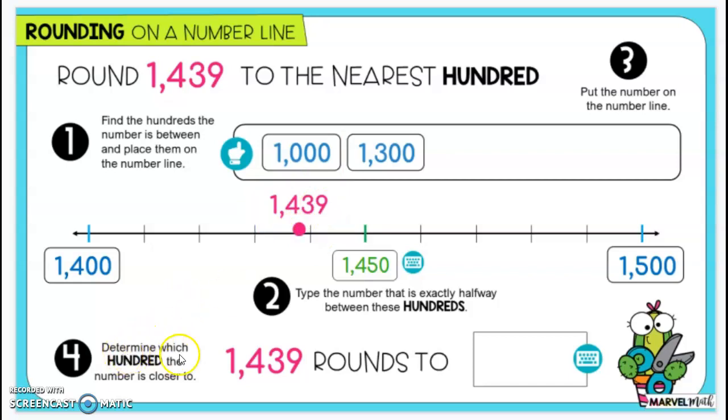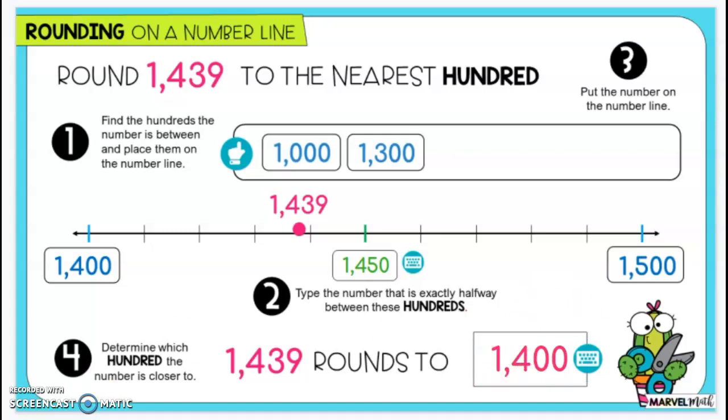Last, I need to determine which hundreds the number is closer to. So 1,439, would it be closer to 1,400 or 1,500? It is closer to 1,400 on this number line. So my number 1,439 rounds to the nearest hundred, 1,400.